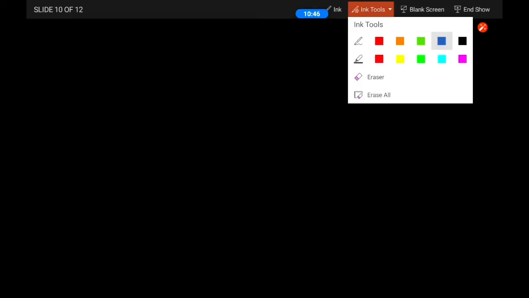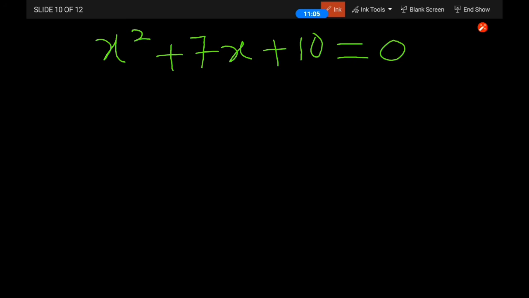Now let's solve this with a question. Now let's look at this question. Find the values of x in this: x squared plus 7x plus 10 equals 0. Good. So what do we have here? Using the quadratic formula method, where a is the coefficient of x squared, and what do you think that will be? 1. Where b is the coefficient of x, and that is 7, and where c is 10.